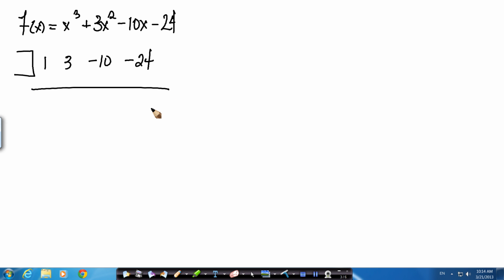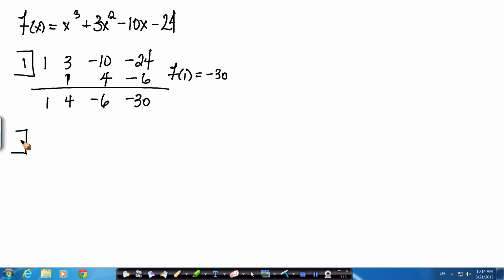Draw our line. First thing we want to check, I always start with 1. Bring the 1 down. 1 times 1 is 1. 3 plus 1 is 4. 1 times 4 is 4. Negative 10 plus 4 is negative 6. 1 times negative 6 is negative 6. This is negative 30. Now, this is not the 0 that we're looking for, but we do know, remember, that f evaluated at 1 is negative 30. It's a piece of information.